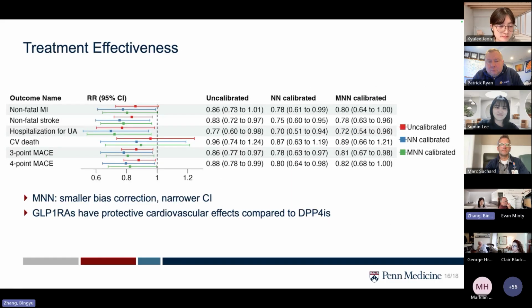We also report the treatment effect estimates from three models: the uncalibrated model in red, the normal calibrated model in blue, and the mixture model in green. We can conclude that the mixture normal model, compared to the normal model, has a smaller bias correction and a narrower confidence interval. And scientifically, we found that GLP-1 RAs have protective effects on cardiovascular outcomes compared to DPP-4 inhibitors.